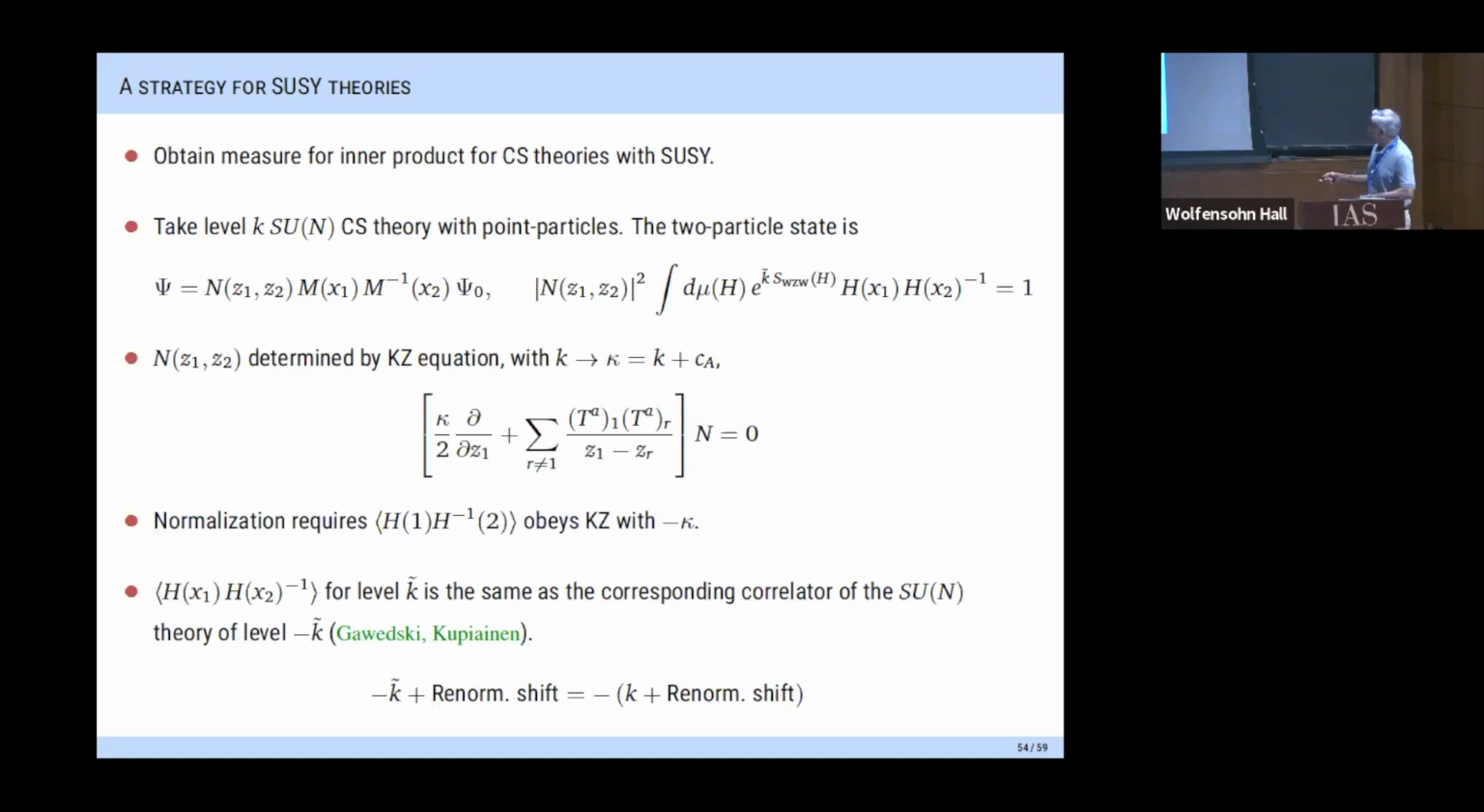So if I put that together, I know that this should be described by SU(N) at level minus K tilde, but for this normalization purpose it should also agree with minus kappa. So that means if I take this minus K tilde in the SU(N) theory and add the renormalization shift, that should be minus kappa plus the renormalization shift E, which is this.